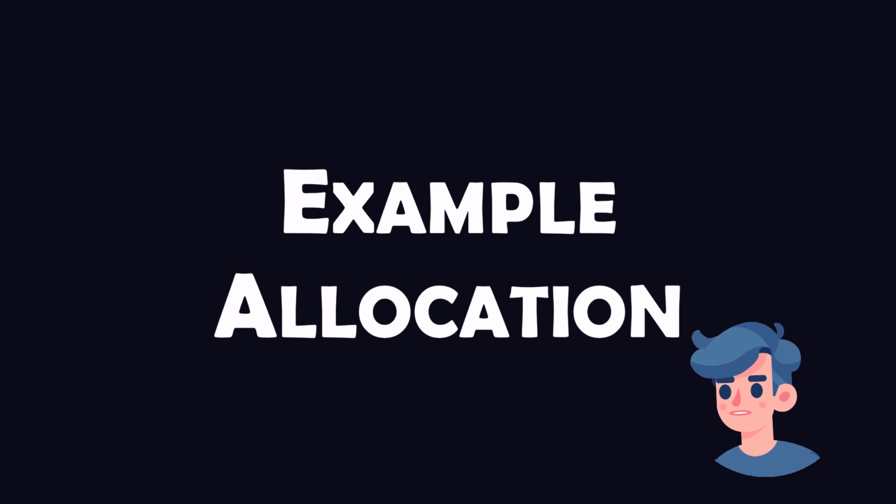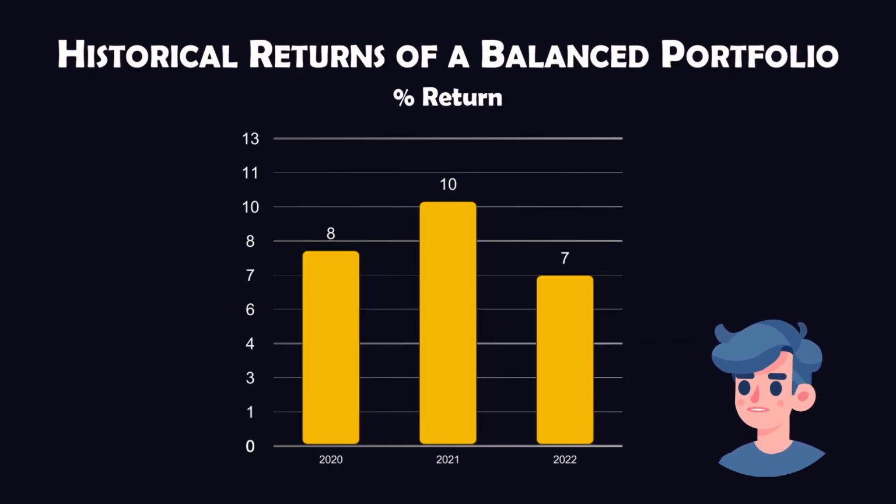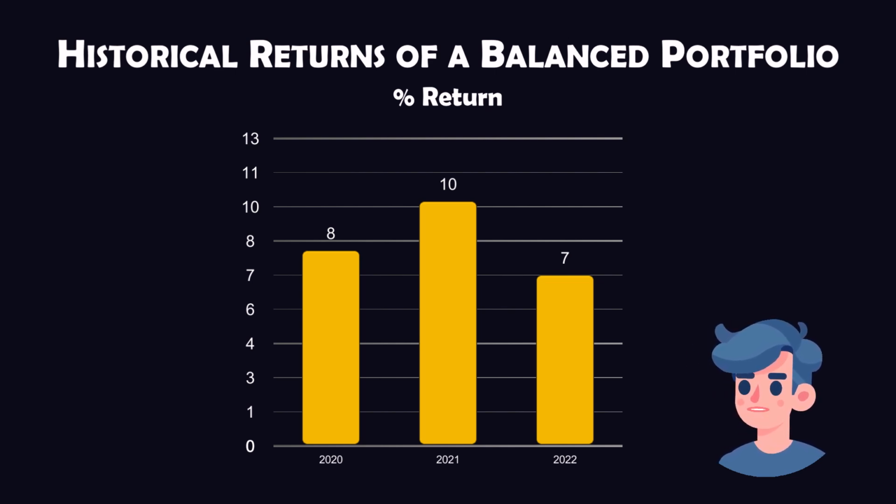Here is an example of a simple portfolio asset allocation: 60% in equities, 30% in fixed income, and 10% in cash equivalents. This allocation may change based on the investor's profile and market conditions.